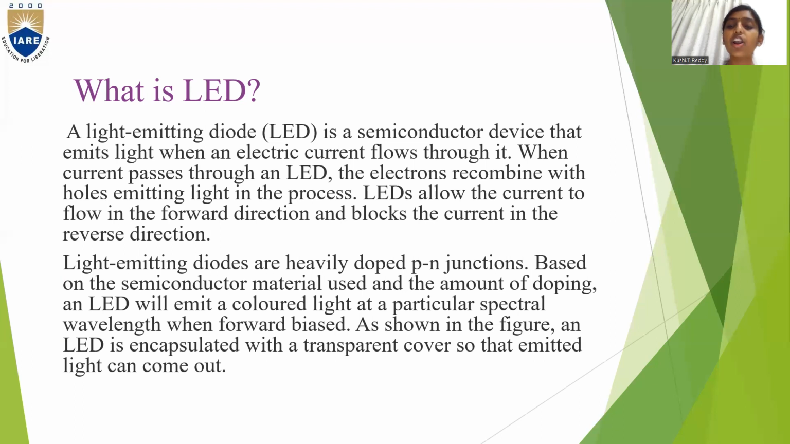According to the amount of doping, an LED can emit different lights of different colors at a particular spectral wavelength. As shown in the figure, an LED is encapsulated with a transparent cover. So the LED has a transparent cover upon it so that it can emit light, and the light can be seen or be visible.